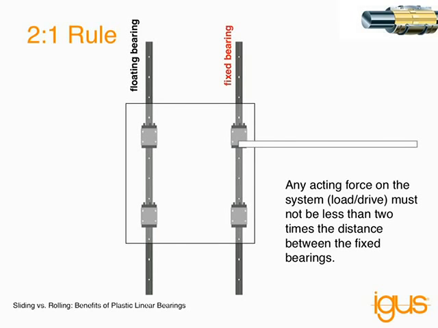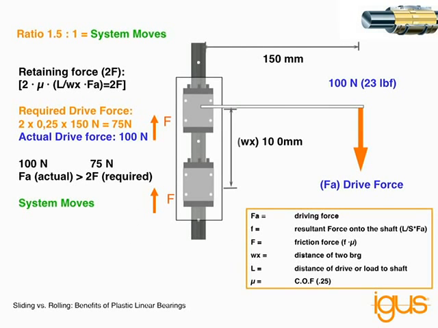Here we have a 2-rail 4-bearing system in which the drive force is on the right-hand side of the system. The bearing set that's closest to the drive side we designate the fixed bearing side. These bearings guarantee the precision and define where the 2-to-1 ratio is measured from. The opposite set of bearings we call floating bearings. They are able to float towards the other rail. The only purpose of those bearings is to carry the load in the direction of gravity and support the moment loads.